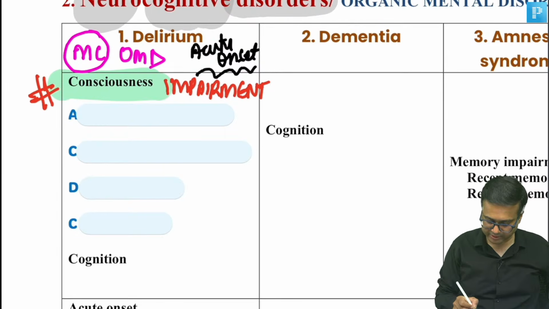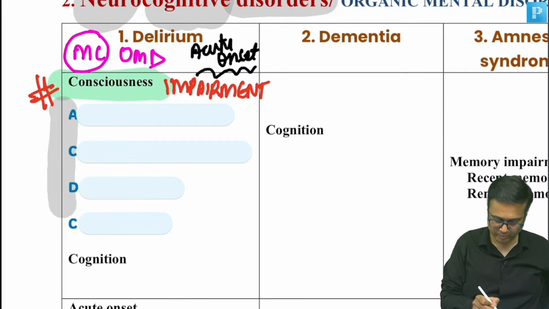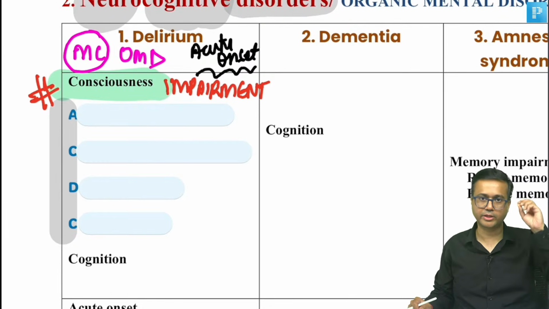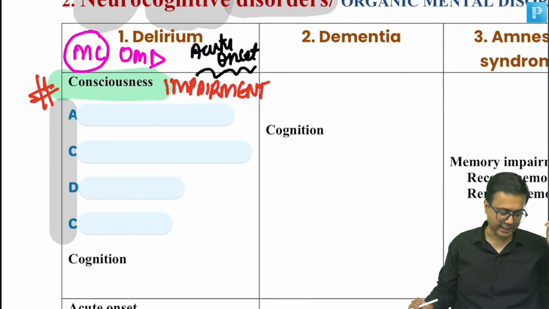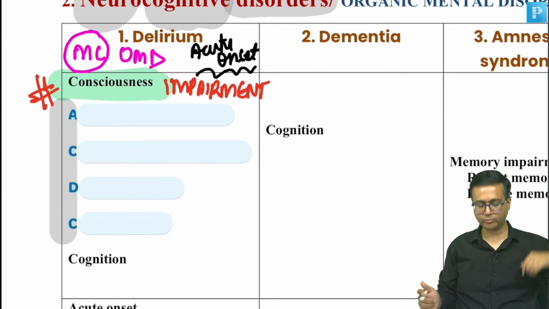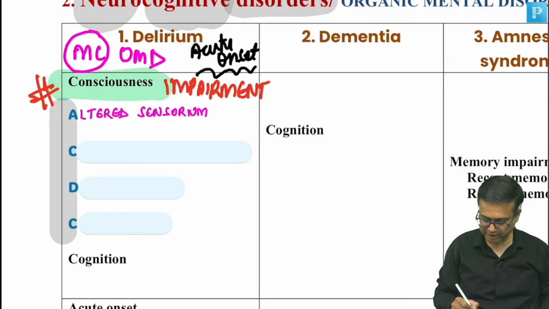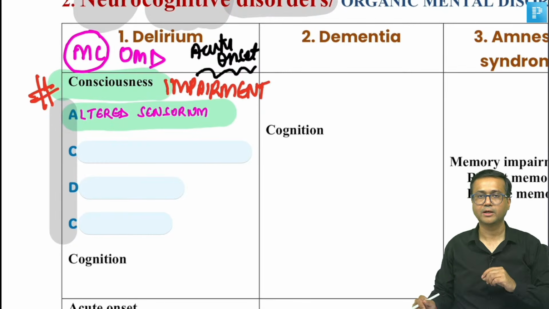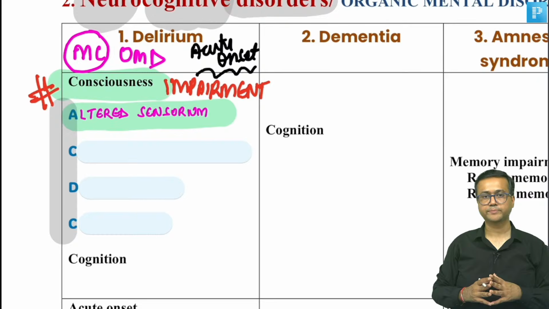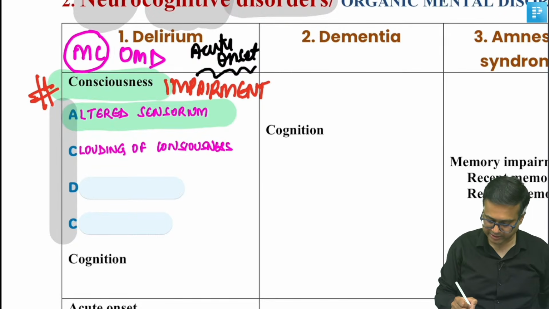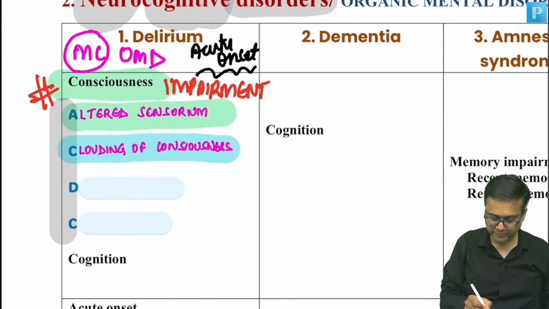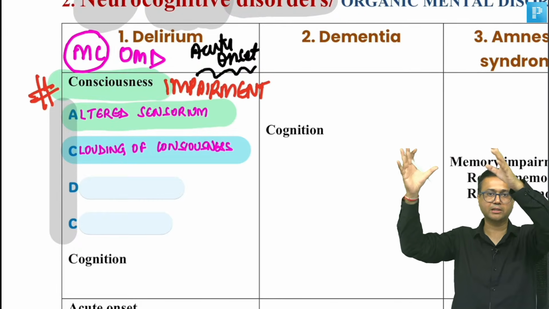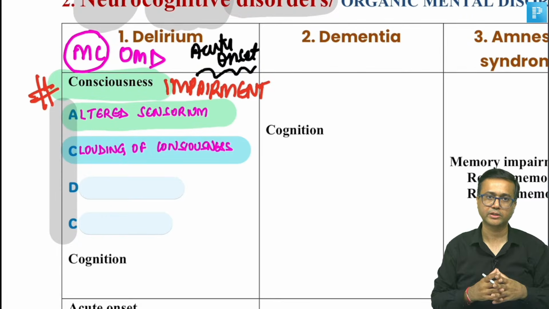And I'll give you a trick beta, this is one trick which I always give. Remember this mnemonic ACDC. If any of these points are mentioned in the question, they are hinting that the consciousness is impaired, and then you're thinking of delirium. Beta, what is A? Somewhere in the question they have mentioned that there is altered sensorium, that the sensorium of the patient is altered. Or they may tell you that there is clouding of consciousness, in the clear sky of consciousness, now there are clouds, so consciousness is not clear anymore, it's clouded.